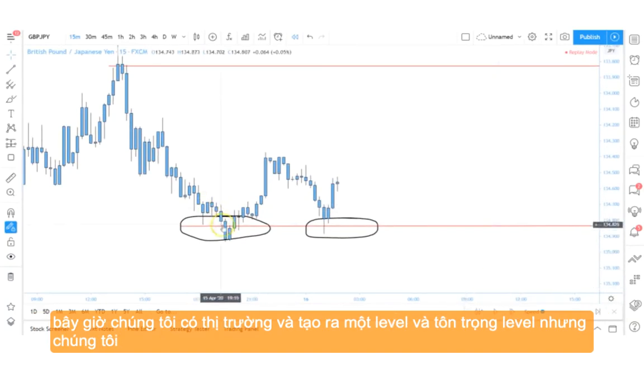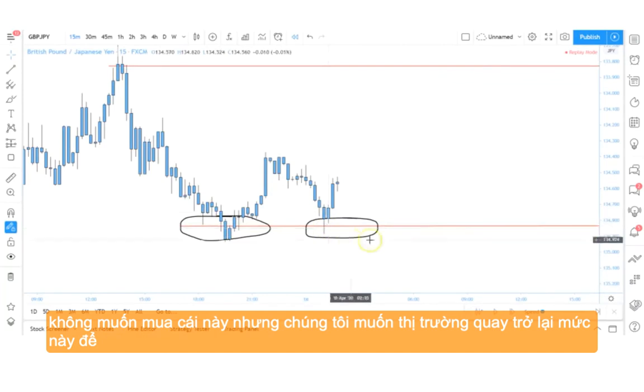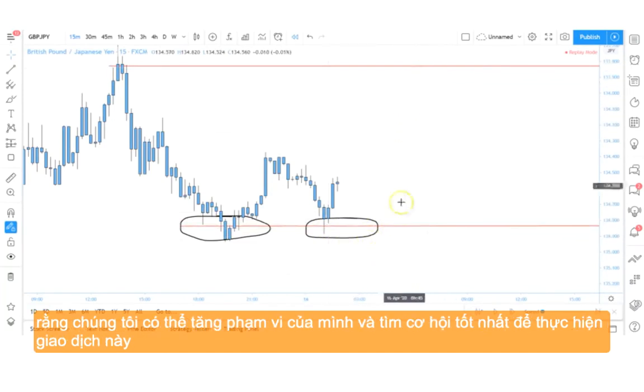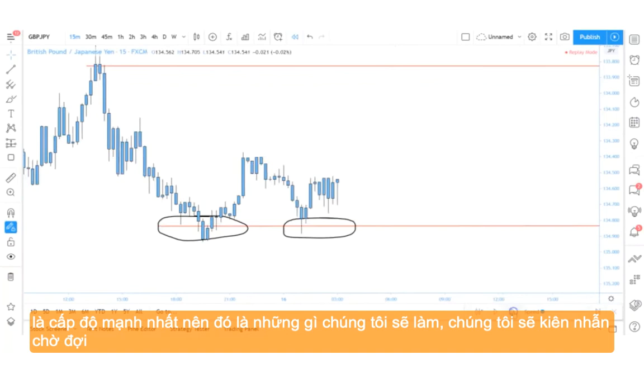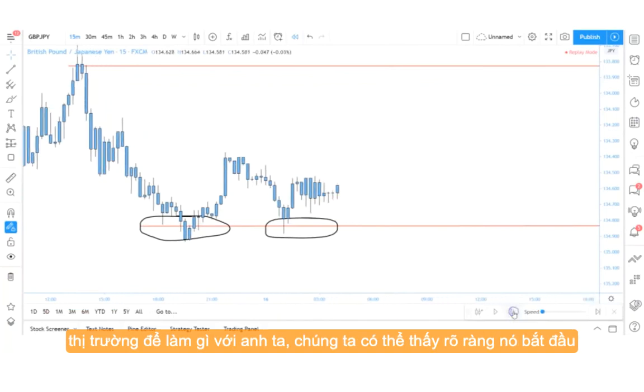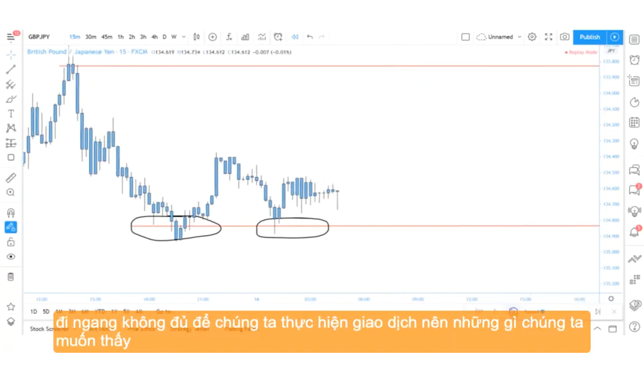Now we have the market creating a level and respecting a level, but we don't want to buy this just yet. We want the market to come back to this level so that we can increase our range and find the best opportunity to take this trade at the strongest levels. So that's what we'll do. We'll just wait patiently for the market to do what it's doing. We can clearly see it starting to move sideways, which is not enough for us to take a trade.